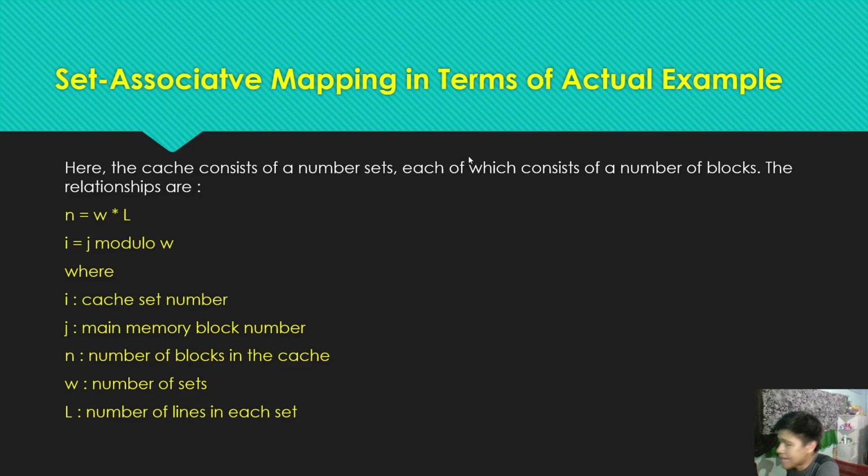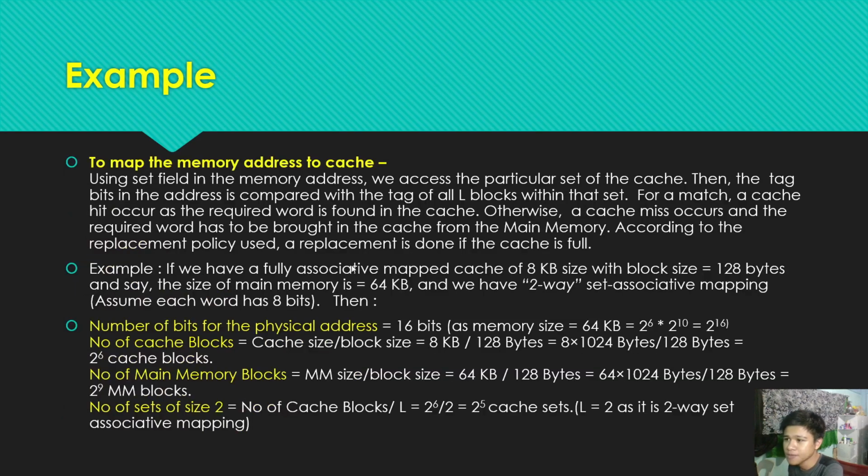So in terms of actual example, we have here the number of sets, each of which consists of a number of blocks. The relationship is n equals w times l, wherein w is the number of sets, and l is the number of lines in each set. And n is the number of blocks in the cache. We have another formula, which is i equals j modulo w. We have an example right here.